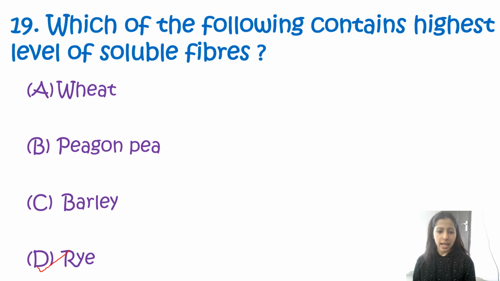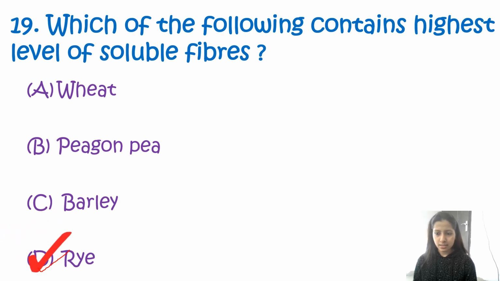Actually it contains about 19.9% of total dietary fibers, which includes the soluble dietary fibers as well as insoluble dietary fibers. And wheat contains almost 13.5%, and barley contains around 15.2% of total soluble fibers. So my correct option will be option number D, that is rye.